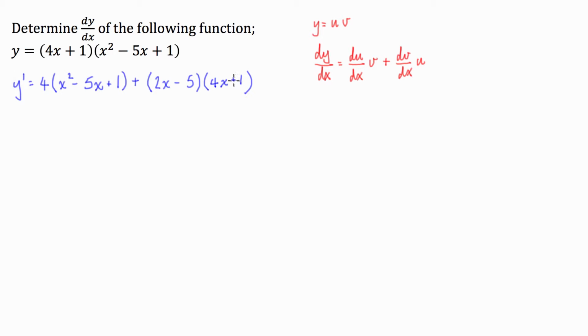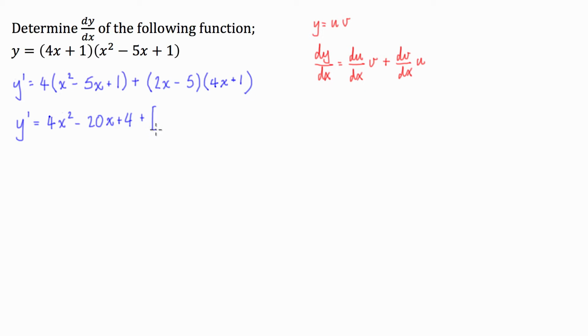Now you could leave it like this, or you could simplify it. It depends if the question asks you to simplify it. This question doesn't specifically ask us to simplify it, but it'll make it easier for us if we needed to do any other work on it to simplify it. So what we're going to do is we're going to multiply the 4 into the first bracket. So it'll be 4x squared minus 20x plus 4.